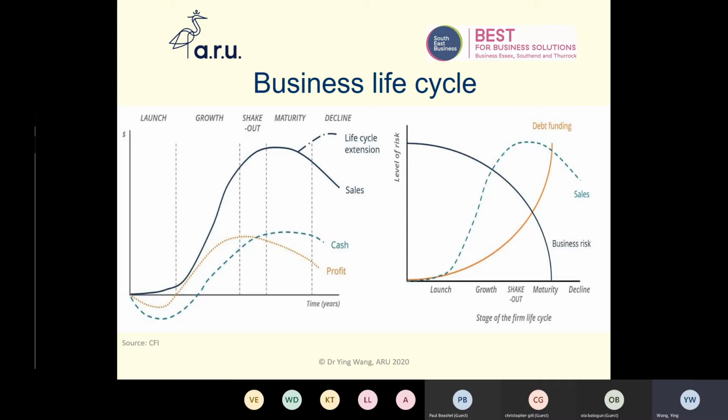The life cycle shows that at the beginning, even at the beginning of the growth stage, you still have maybe negative profit, a lot of cash outflow. So in other words, it's a net negative cash flow. You have more cash outflow than inflow. So that's at the beginning stage.